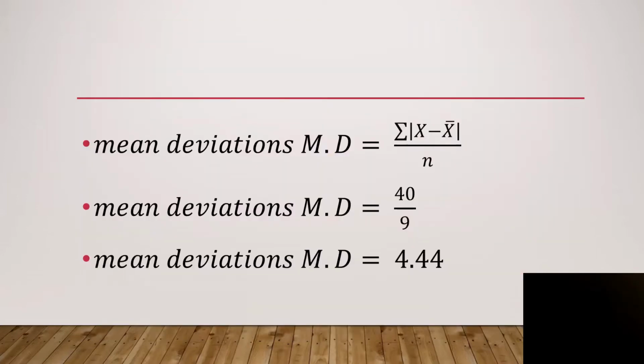Now we go to the last slide. Mean deviation is equal to summation absolute x minus x bar divided by n. So 40 divided by 9 gives us 4.44. This is the amount of variability that exists in the given data set.